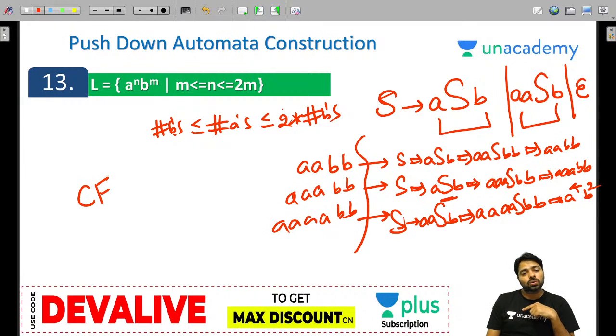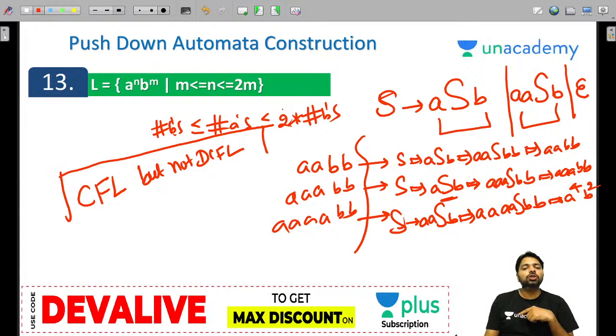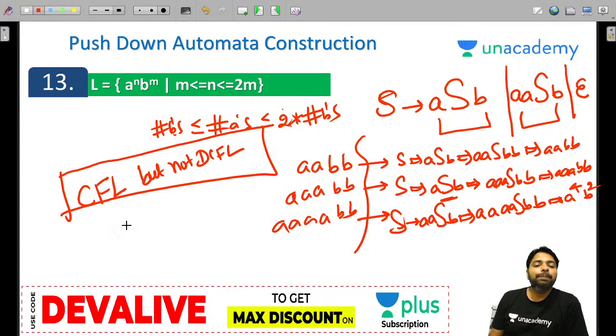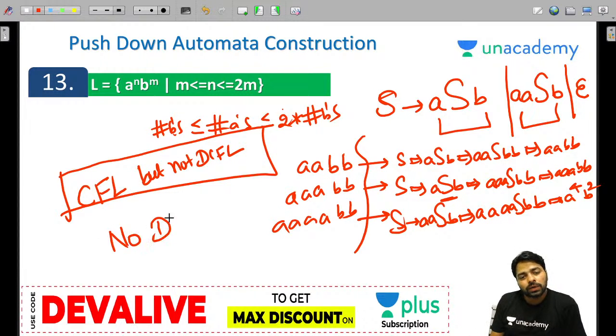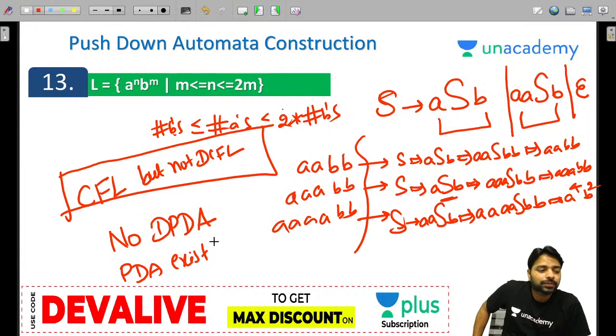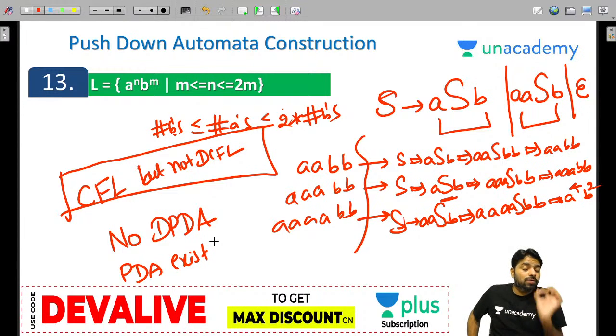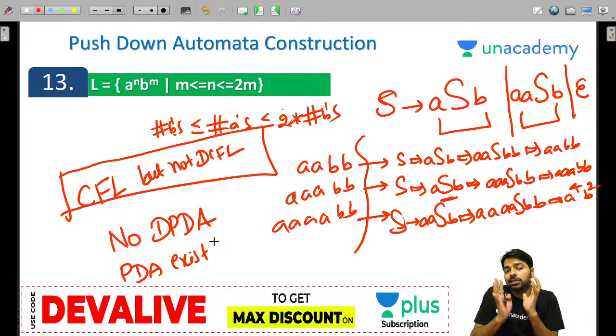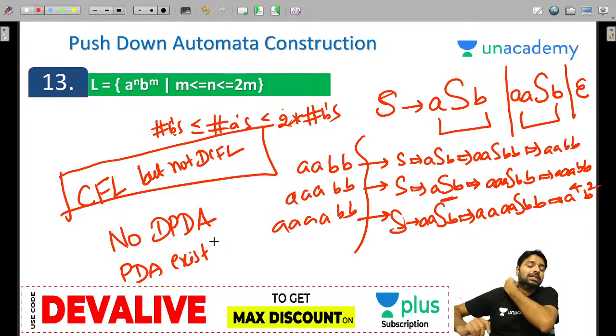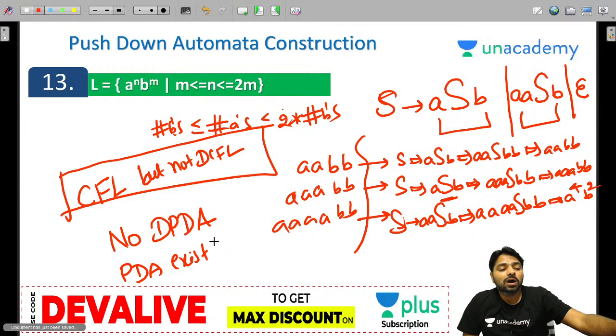This is also a CFL, but not a DCFL. CFG I have shown, but I can't show you a DPDA here. DPDA does not exist, no DPDA for this. But why do you know a PDA exists? Because I am showing you a context-free grammar. Yes, a PDA you can design. You can try it at home, guys. Homework, take the homework and try to design the PDA. We'll understand what kind of non-determinism comes here.